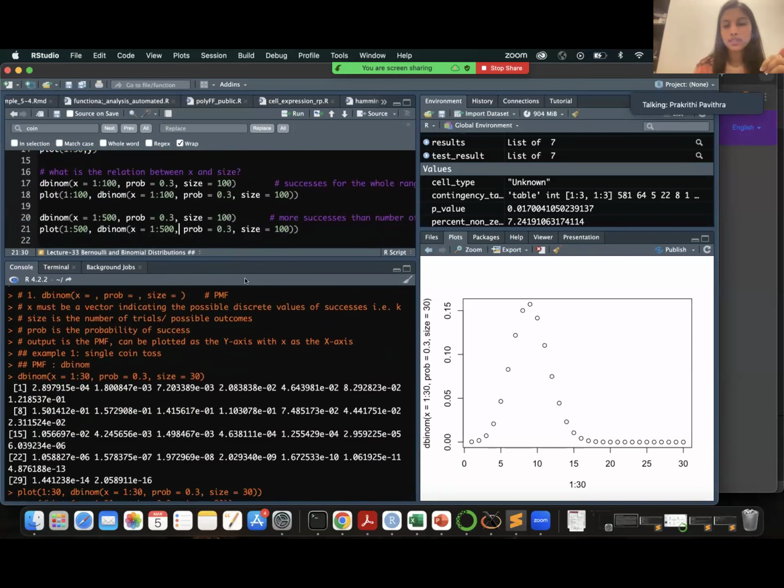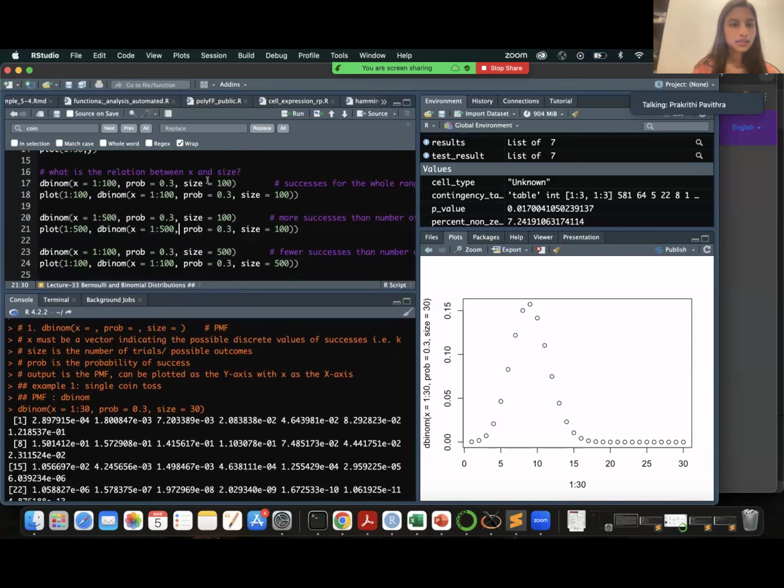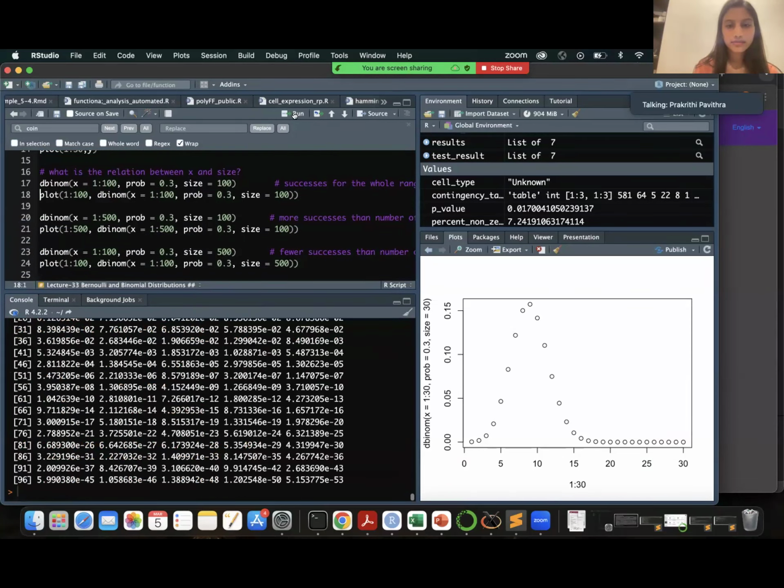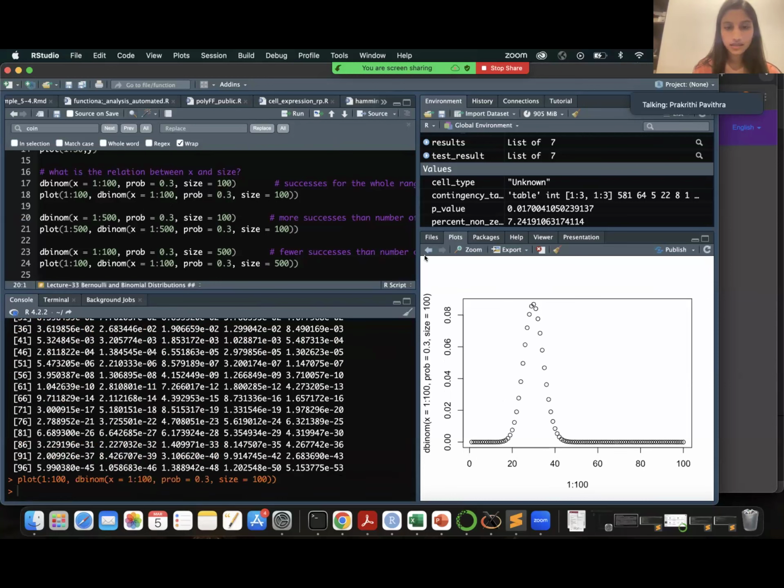And let's see what happens when you play with these parameters. Let's say we increase n to 100. Let's plot that. So we have a distribution that looks like this. Basically, it just has more points, and you can see the peak here, and you can see all these values over here.